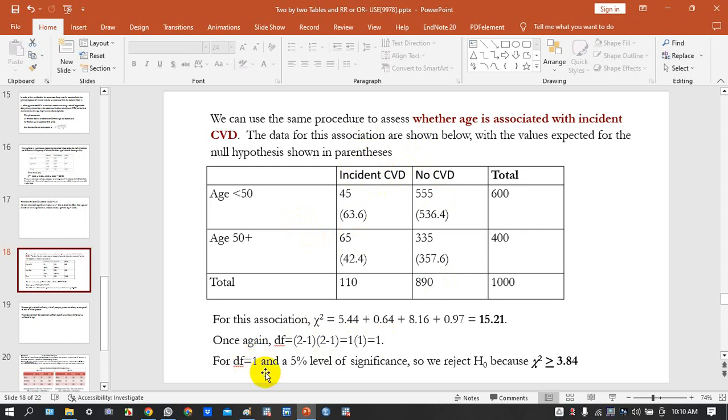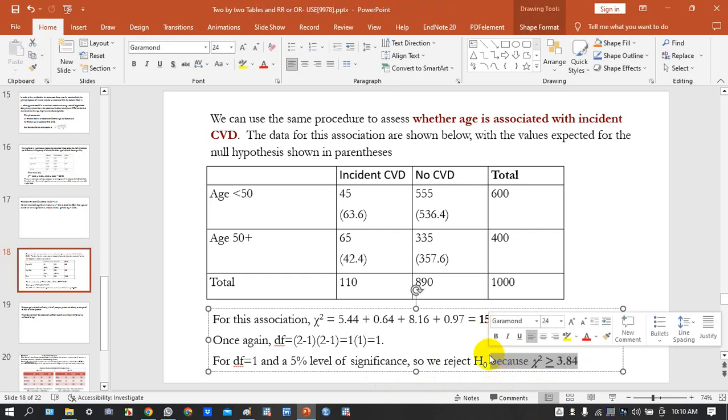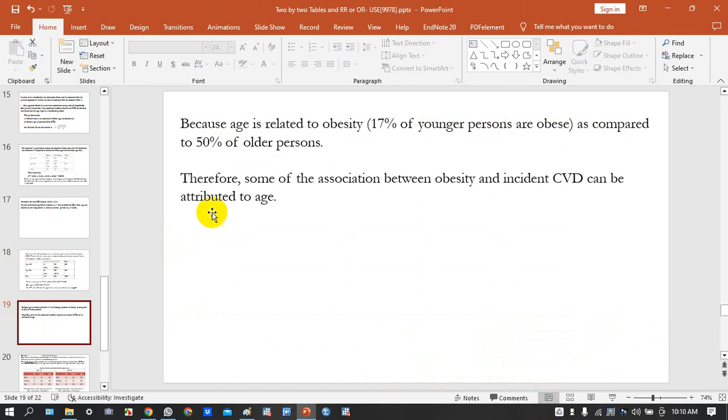For degree of freedom equal to 1, and a 5% alpha level, over here we are going to reject the null hypothesis, because 15.21 is far greater than 3.84. So we end by saying that, therefore, some of the association between obesity and incidence of cardiovascular disease can be attributed to age. So age over here is very important.